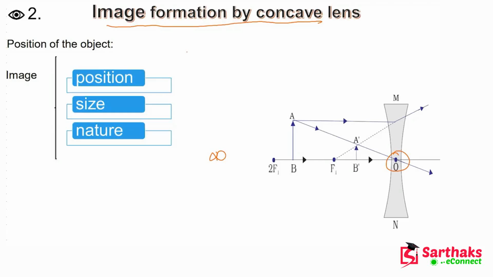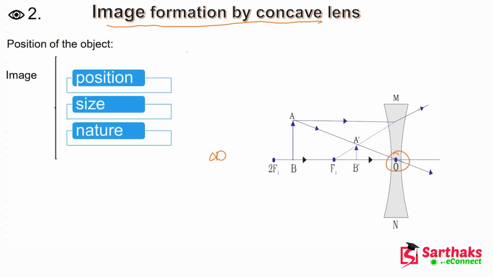This is a ray coming parallel to the principal axis, and whenever a ray comes parallel to the principal axis in a concave lens, it always appears to be passing through the focus F1. Now this is another ray. This is passing through the optical center and it will pass without any divergence. So this is a point where these rays appear to be meeting. So we would say that an image will form at this point.